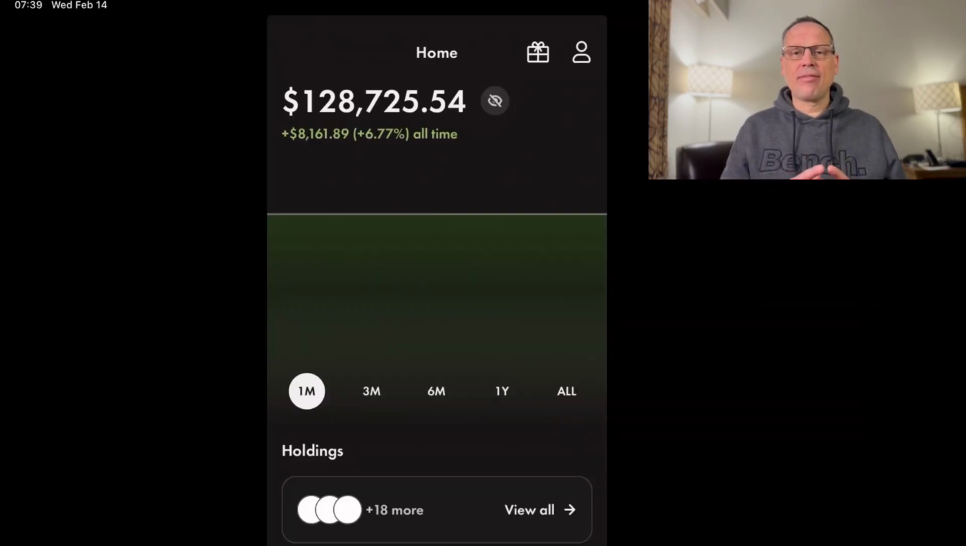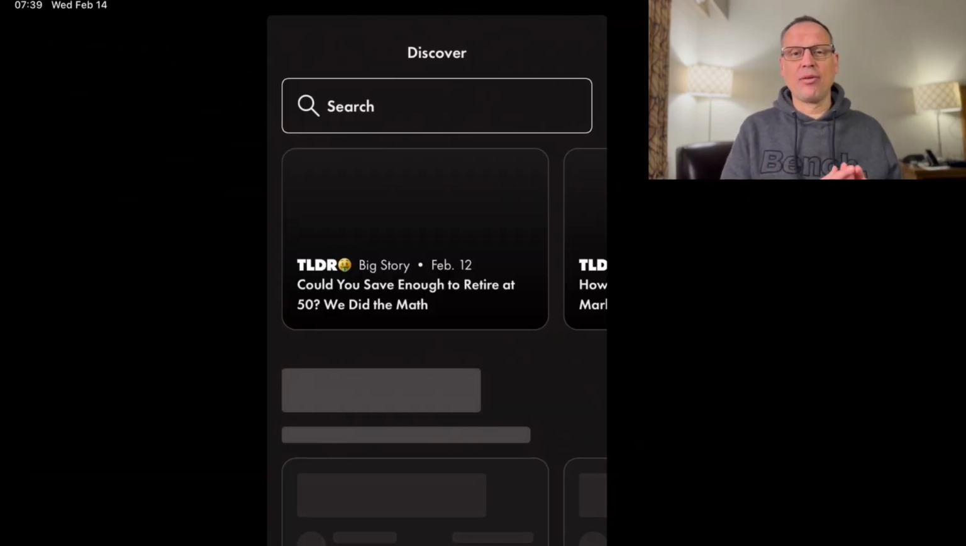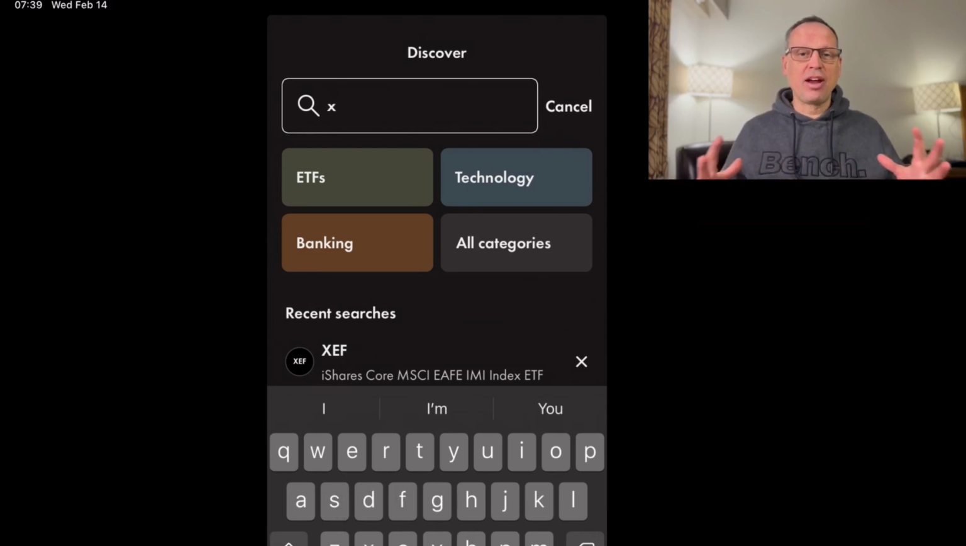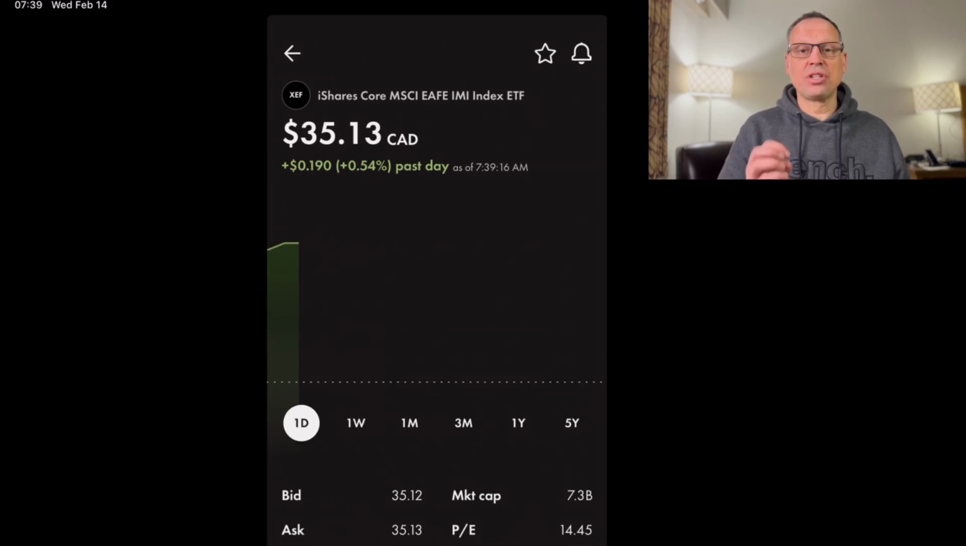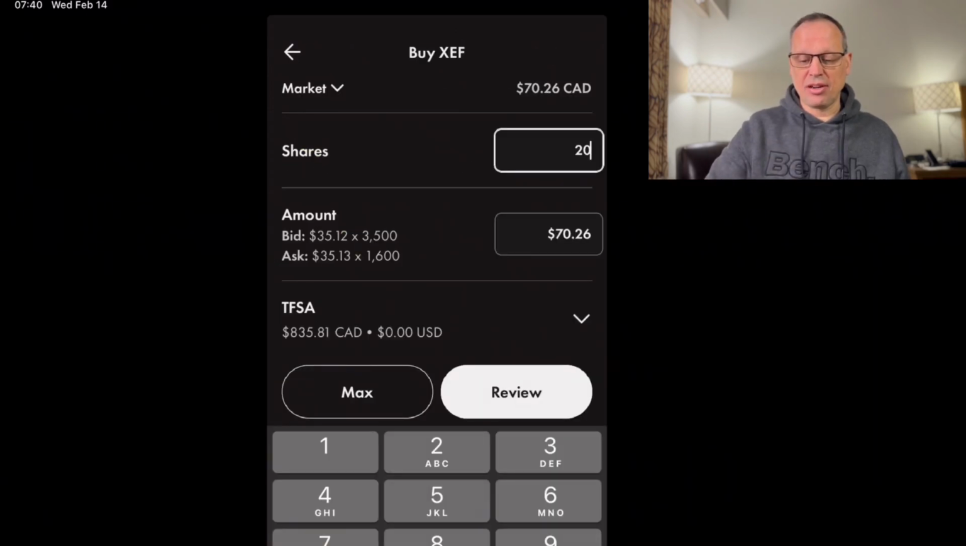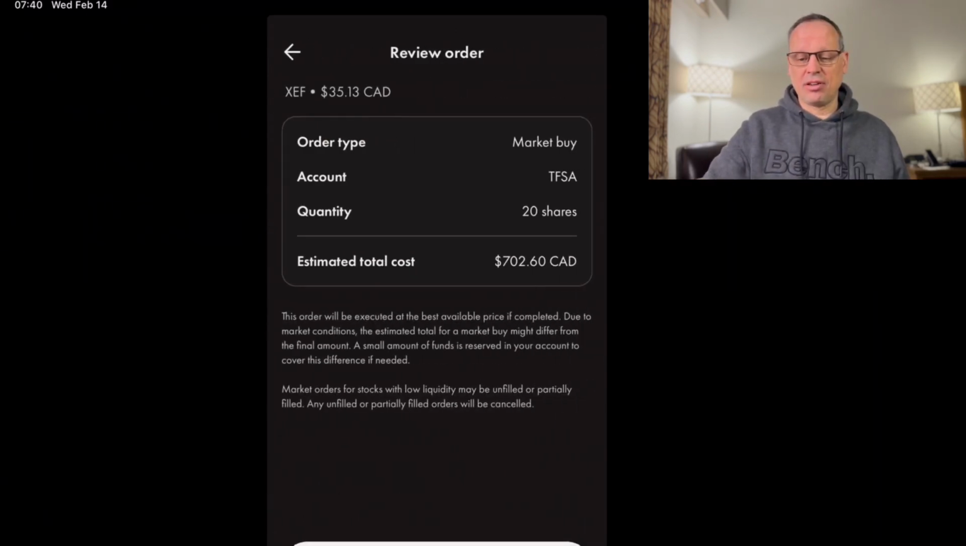I'm a little heavily weighted in Canadian market, and I want to reduce that by diversifying out. So we're going to diversify into more of an international market. Today, we're going to buy 20 shares of XEF in our TFSA.